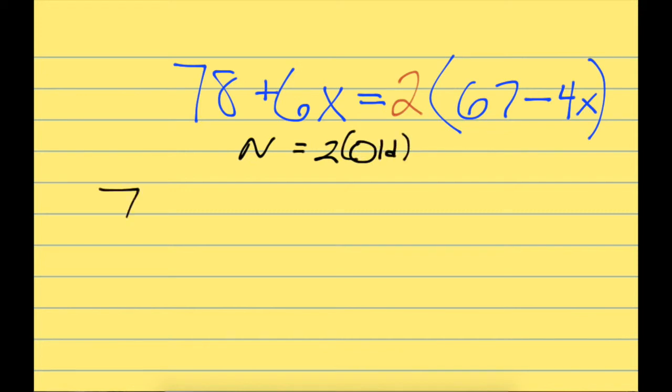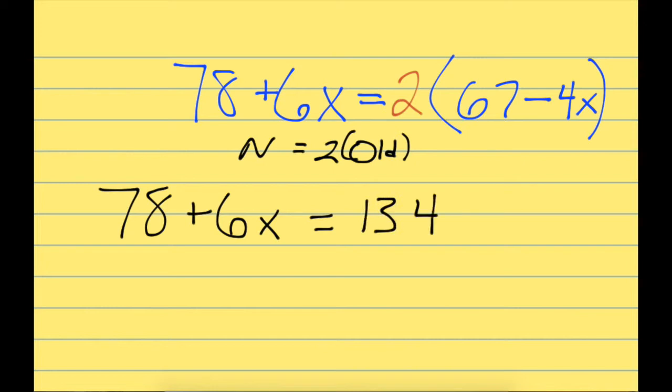So I'm going to use the distributive property here. I could multiply both sides by 1/2 if I wanted to, but I'm just going to distribute. I get 78 plus 6x equals 134 minus 8x. My next step is to get all the x's on one side, so we can move the 6x with the negative 8x.